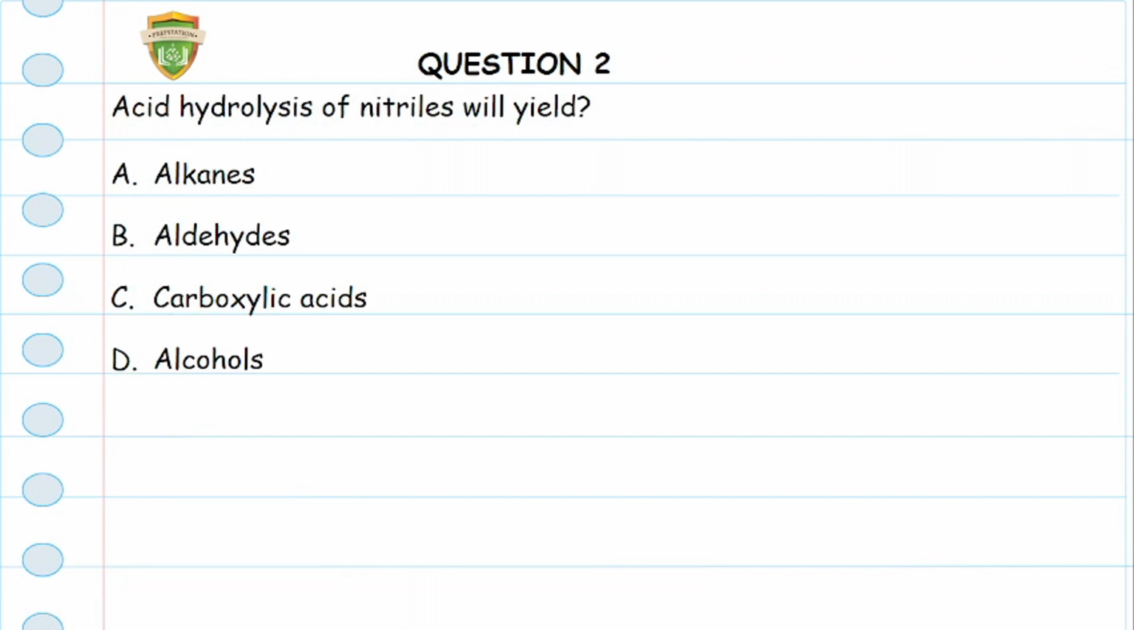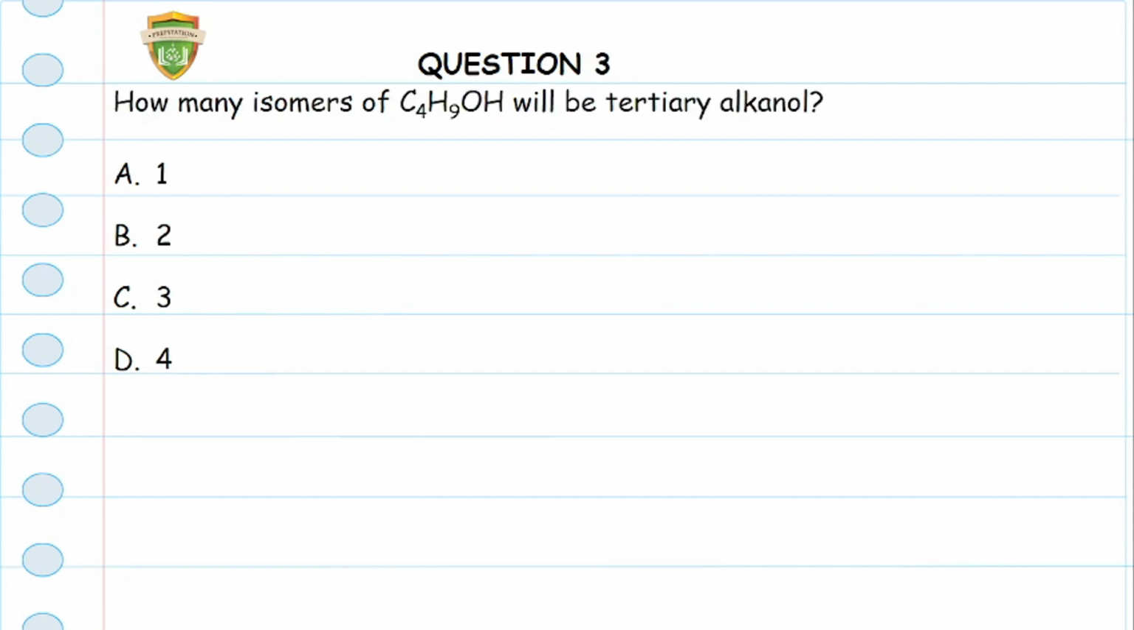Question 2. Acid hydrolysis of nitriles will yield. Now, a nitrile is any organic compound that has a cyanide functional group. A cyanide functional group is just carbon with nitrogen, but there are 3 bonds between the carbon and nitrogen. So, that's the functional group of a nitrile. And when you hydrolyze a nitrile with acid, what you get is carboxylic acid. So, that means that our answer will be C, carboxylic acid.